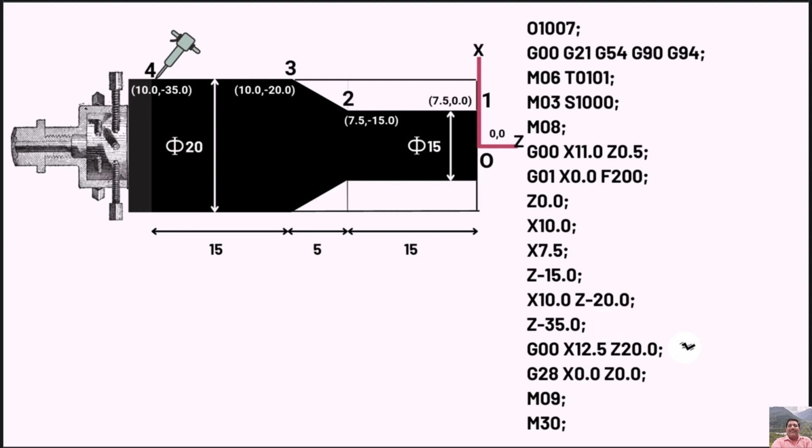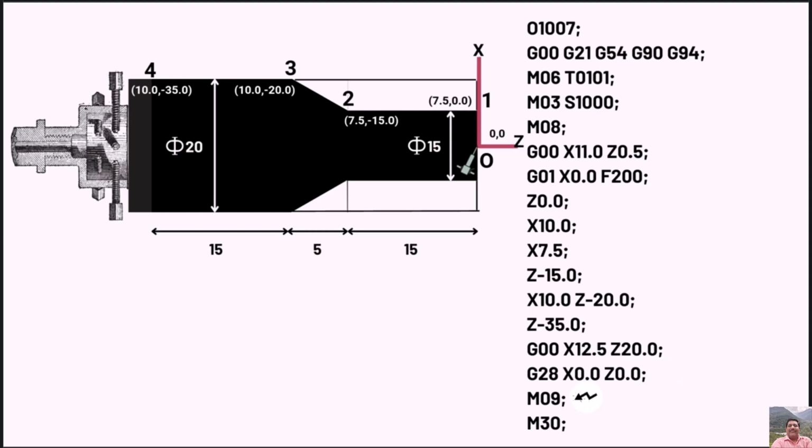Since the machining has been completed, we need to retract the tool via rapid movement and also to get the tool away from the workpiece. So we shall write G00 X12.5 Z20.0. To return to machine 0 position and return all the axes, we will now write G28 code followed by X0.0 and Z0.0. This will lead the tool back to the datum position.